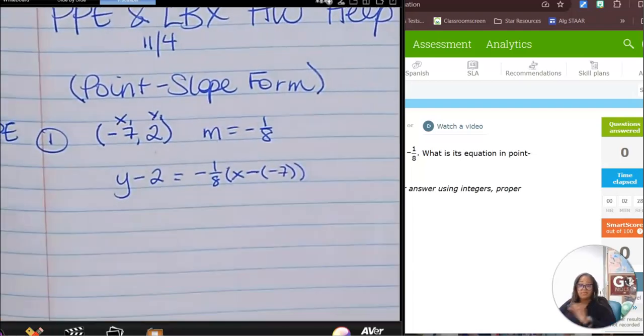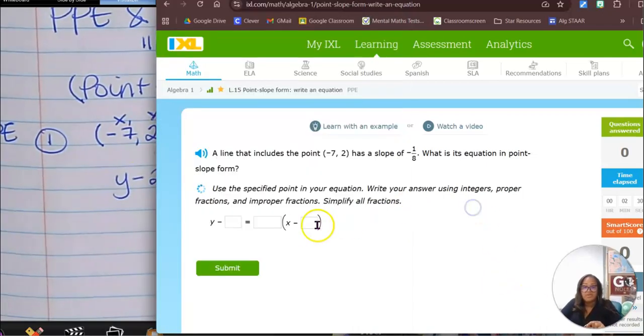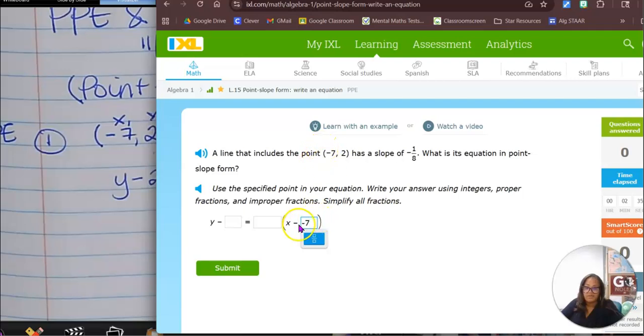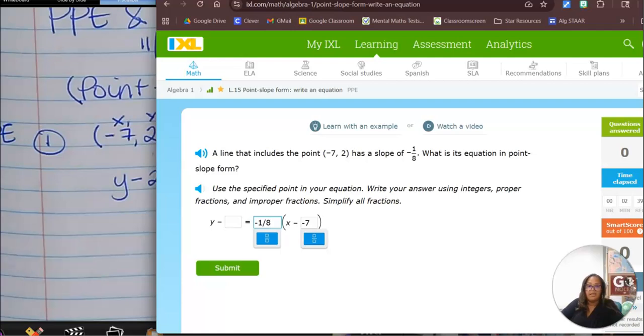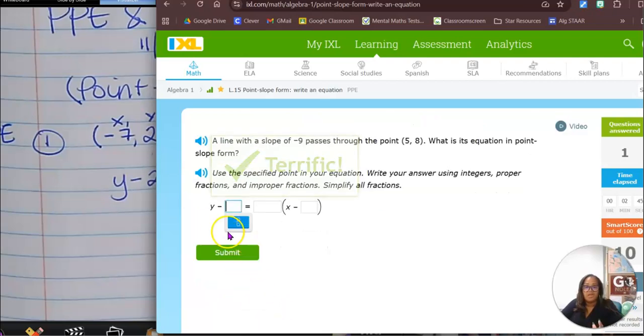Now here I'm just filling in blanks on these first few questions. So I'm just going to plug in the -7 here. I have to put that negative there even though it already says negative. And then I'll put -1/8, or you can use the fraction button, and then my y is 2. Submit, got it.